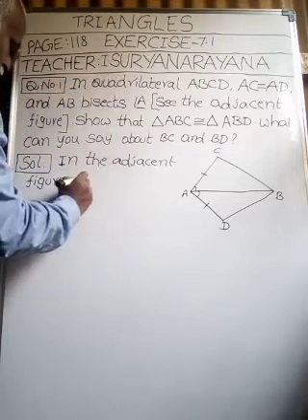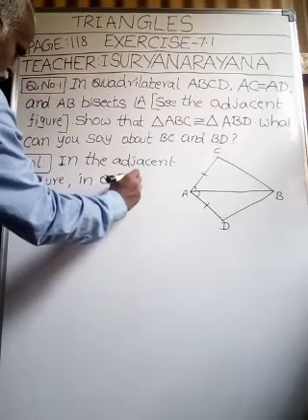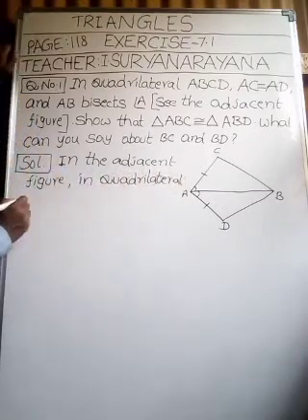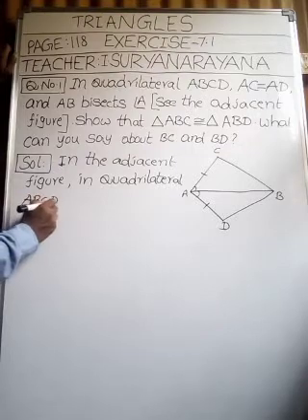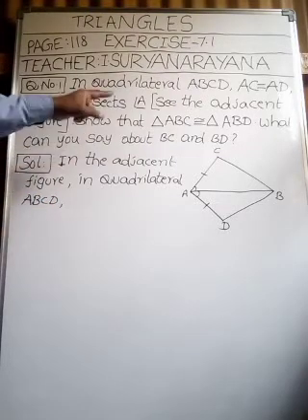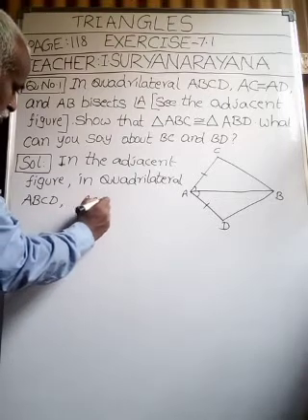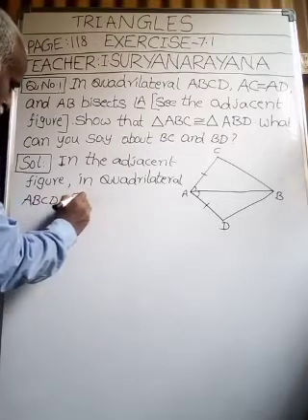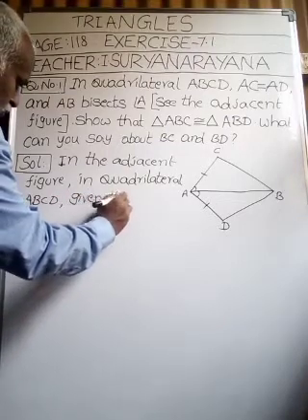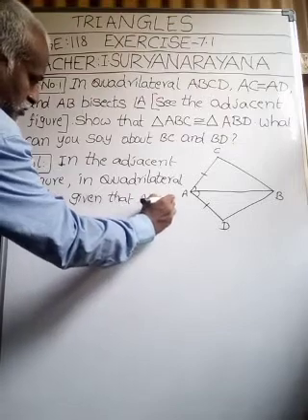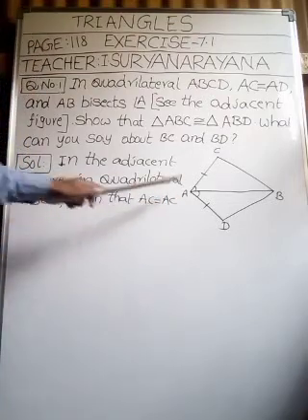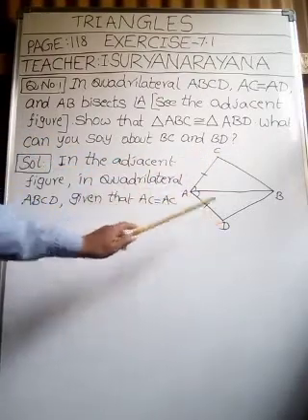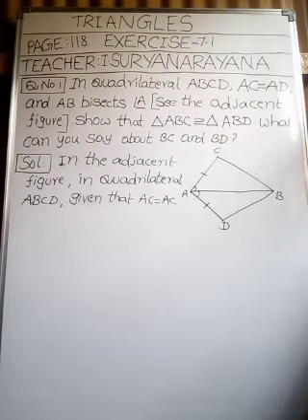In quadrilateral ABCD, given that AC is equal to AD. This length is equal to this length. If this length is 10 centimeters, this length is also 10 centimeters. Understood this point, my dear children?